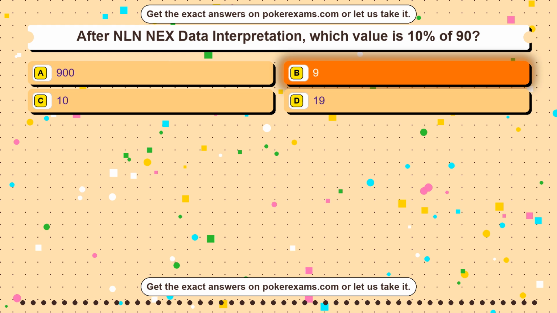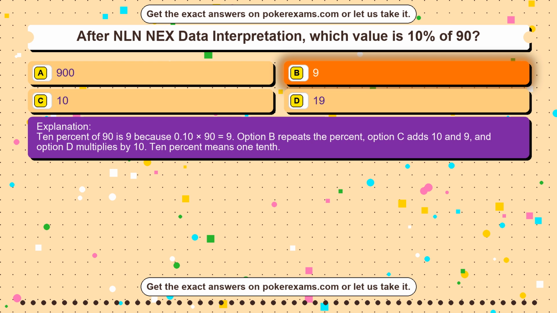9. 10% of 90 is 9 because 0.10 times 90 equals 9. Option A repeats the percent, option C adds 10 and 9, and option D multiplies by 10. 10% means 1/10.